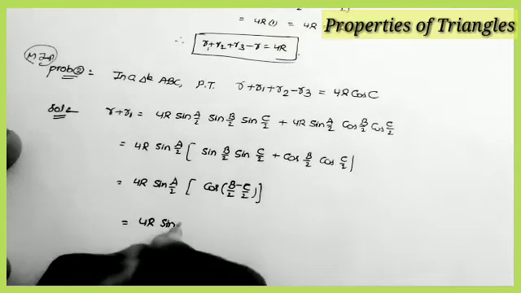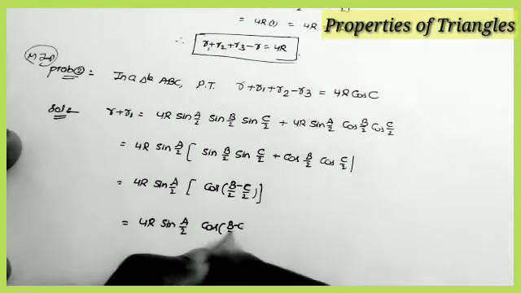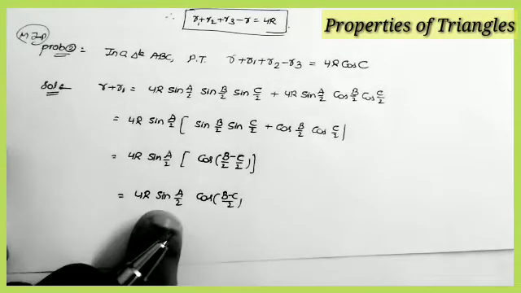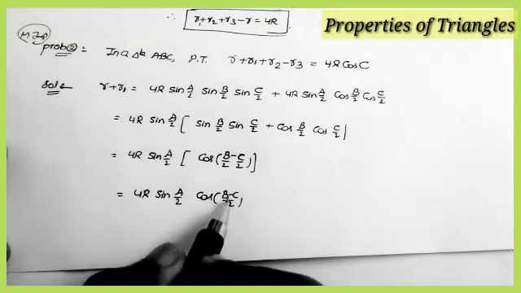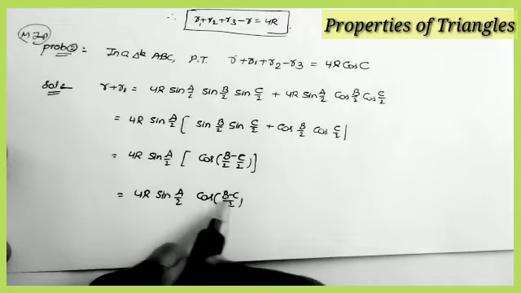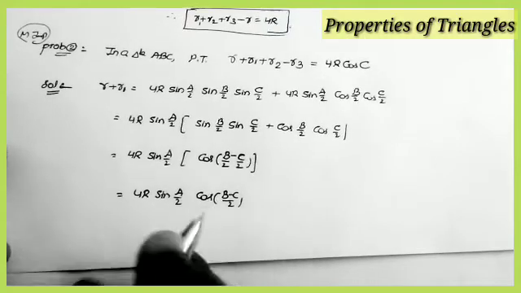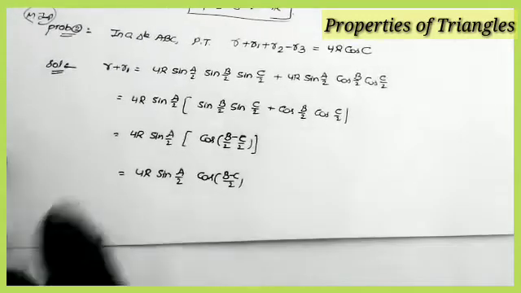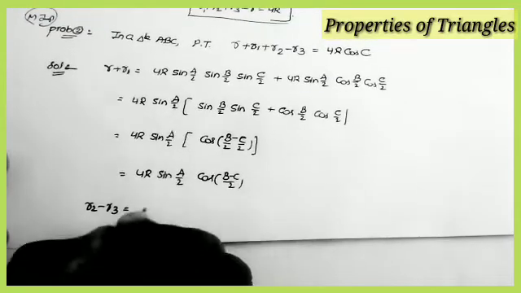So the answer is 4R sin A by 2 into cos of B minus A by 2. That's all. This is the only simplification of the LHS. Here, if we had plus C, we would replace it with 180 minus A, but this is minus, not plus. So this is the simplification of the first two terms of the LHS. Now writing the remaining two terms, R2 minus R3.